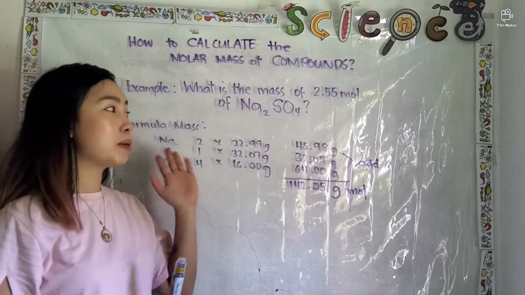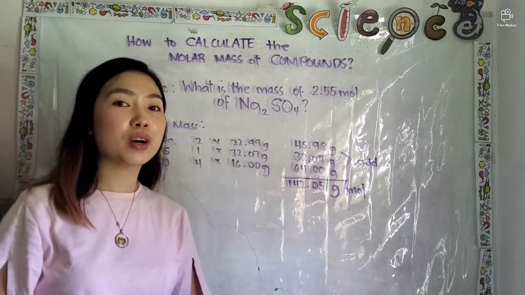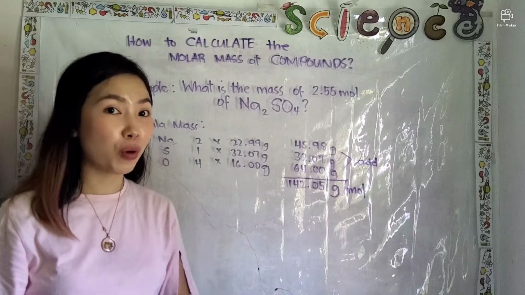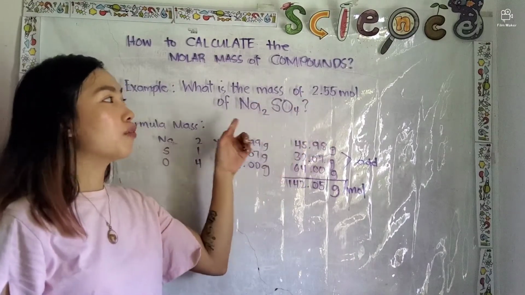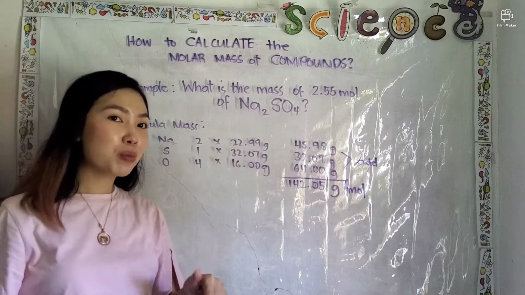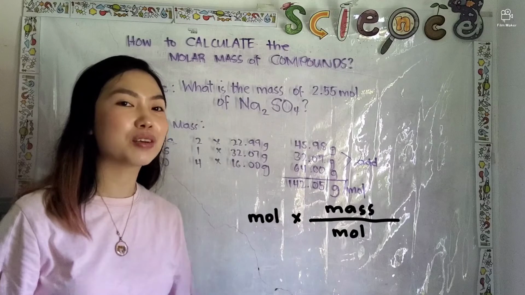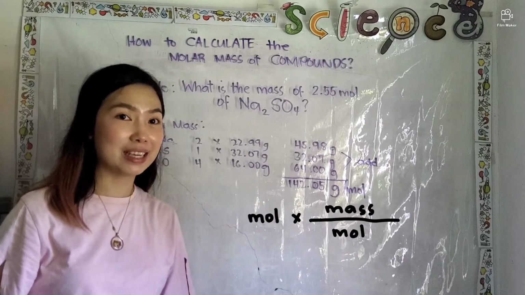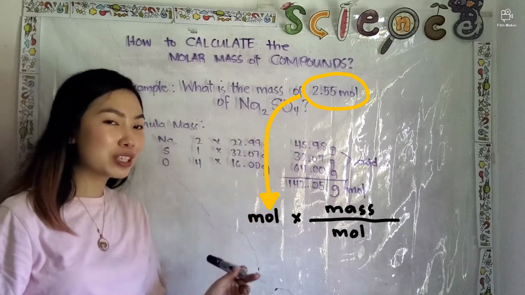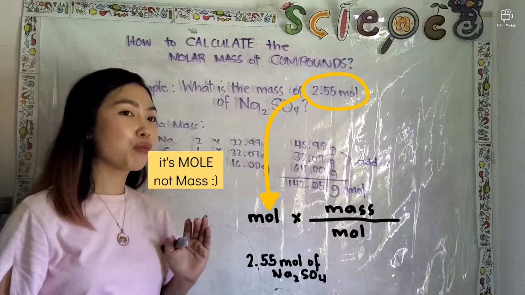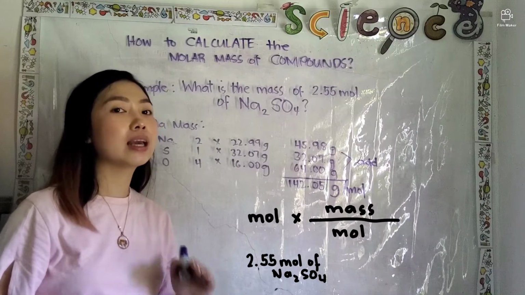So you have the value of your formula mass, which is 142.05 grams per mole. You may now do the conversion of your question, which is to find the mass in a 2.55 mole of Na2SO4. So your formula will still be mole multiplied by the value of mass divided by mole, which will give you the answer of mass. So, yung value of mole mo na 2.55 ang ilalagay mo dun sa mass na nasa unahan. So you have 2.55 mole of Na2SO4 multiplied by the mass.